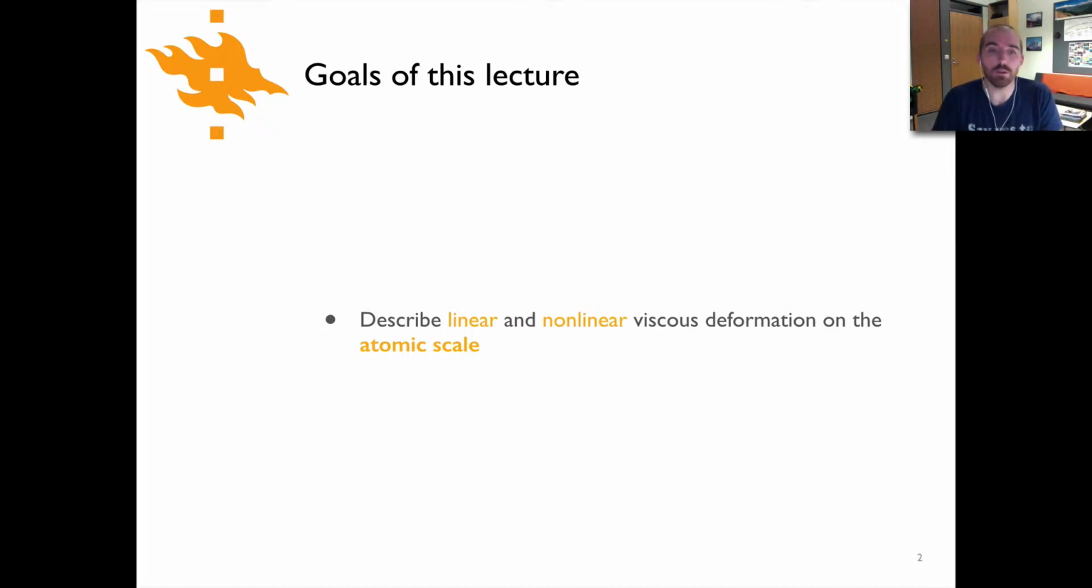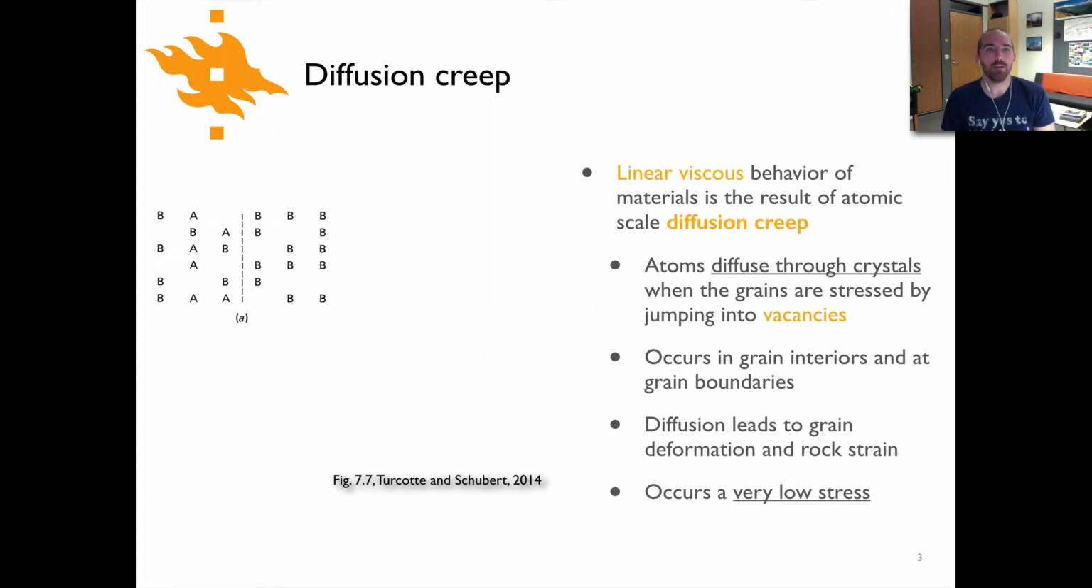Basically what we're going to do is describe these two different types of viscous deformation at the atomic scale. So we'll look inside crystals to see what's happening that gives us linear and nonlinear viscous flow. The first type of deformation in a crystal that we'll talk about is called diffusion creep, and this results in linear viscous flow of materials based on diffusion creep at the atomic scale.